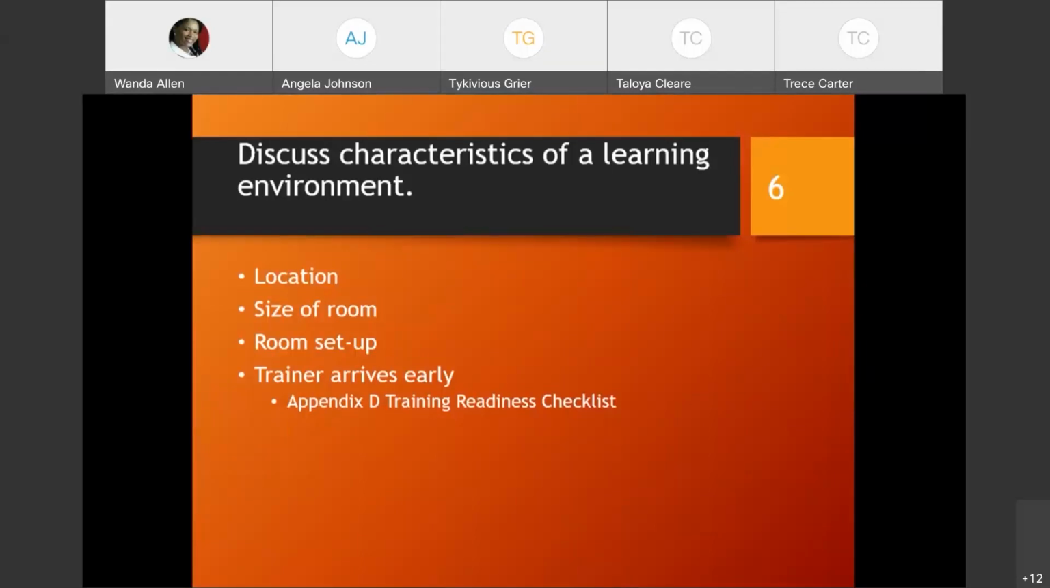Also, the location should be familiar and easily accessible. You're more likely to have people come to a location if they can easily access it, if it's in a safe area. Also, as it relates to the learning environment, the size of the room needs to be large enough to accommodate the number of people you're expecting. So you don't want to have 50 people in a small room. That's not feasible. The room setup or seating arrangement tends to vary, and it is related to the number of people that you will have attending the class.